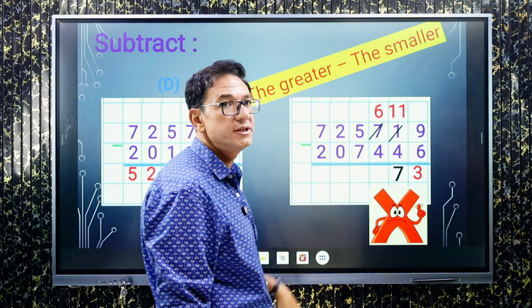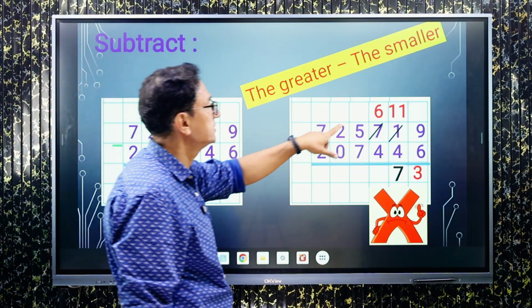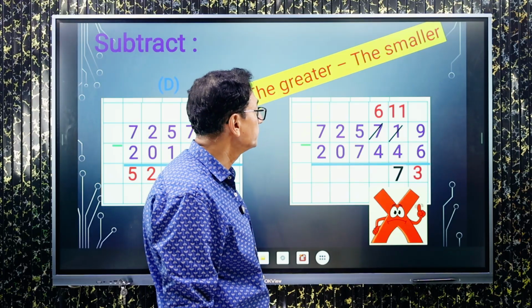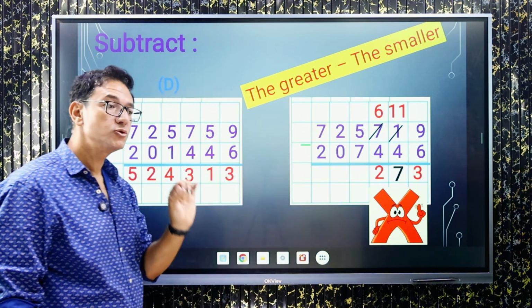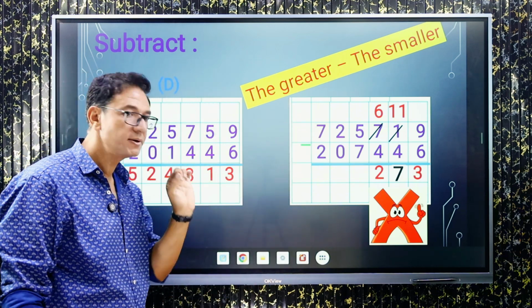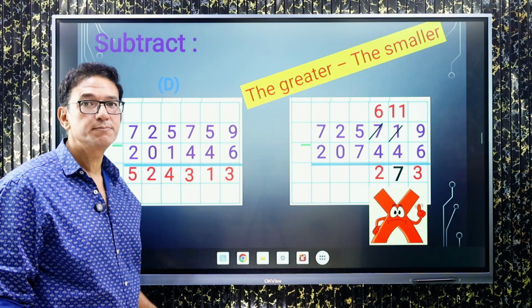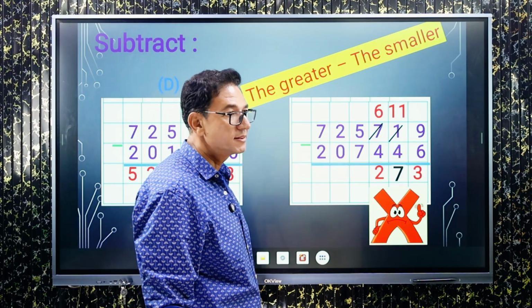6 minus 4, it goes. So we have to check that we subtract the greater minus the smaller. 6 minus 4 equals 2. And 5 minus 7, it doesn't go. So in subtracting, in each step, we have to check that subtraction is possible. So 5 minus 7, this cannot be.